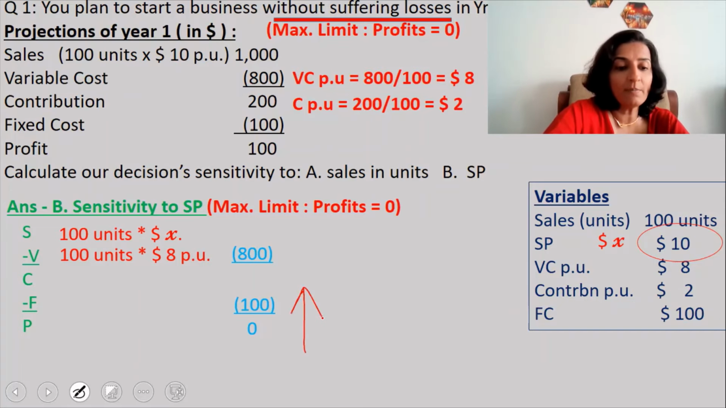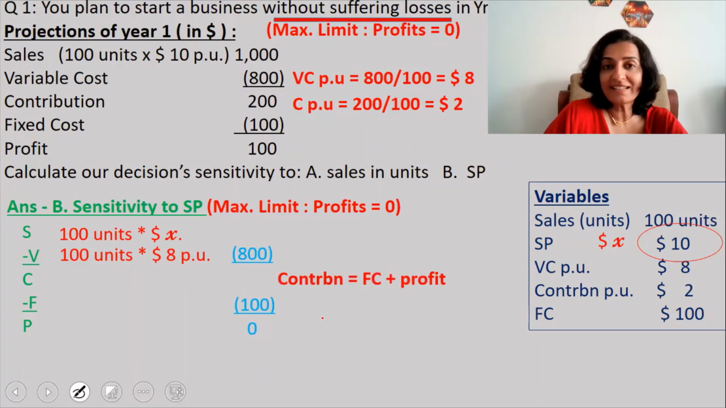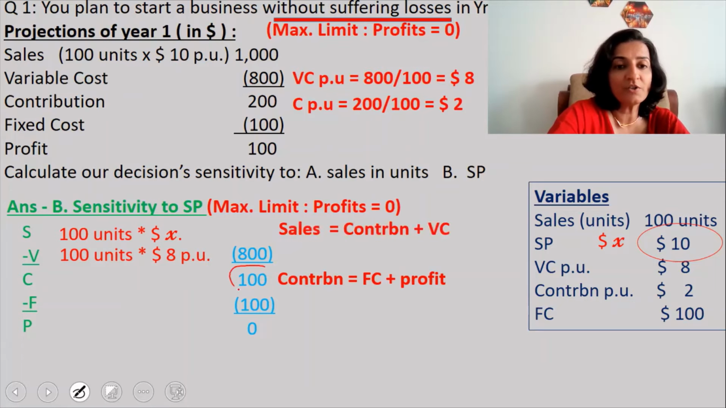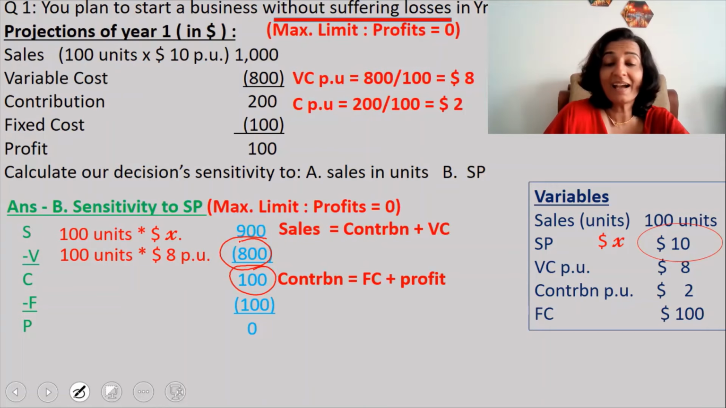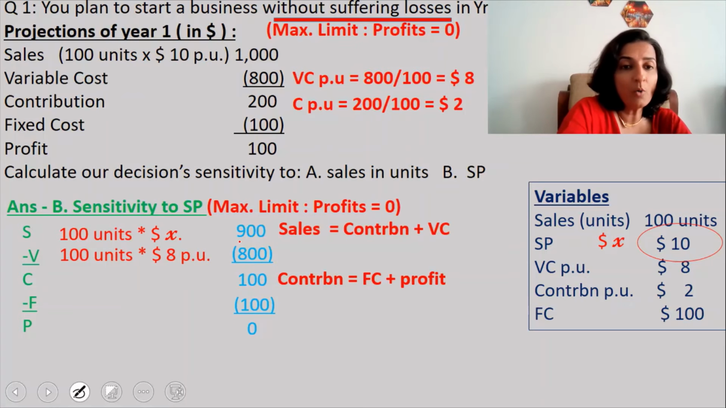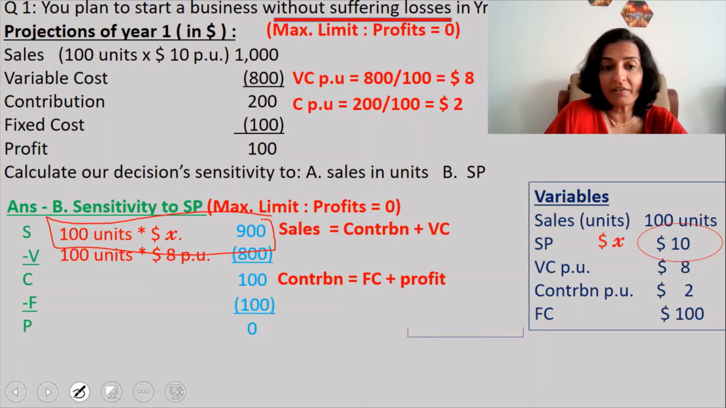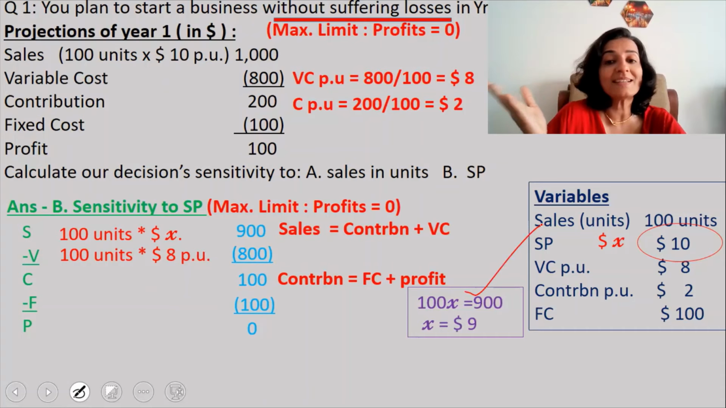So we will start working backwards. Contribution is fixed cost plus profit. That is, fixed cost is $100 and profit is $0. So 0 plus 100 gives $100 as a contribution. And sales is equal to the contribution plus the variable cost. So it's 100 plus 800. We get $900. So now we have an equation here. 100 into X is equal to 900. If 100X is equal to 900, then what is X equal to? X is equal to 900 divided by 100, or $9.